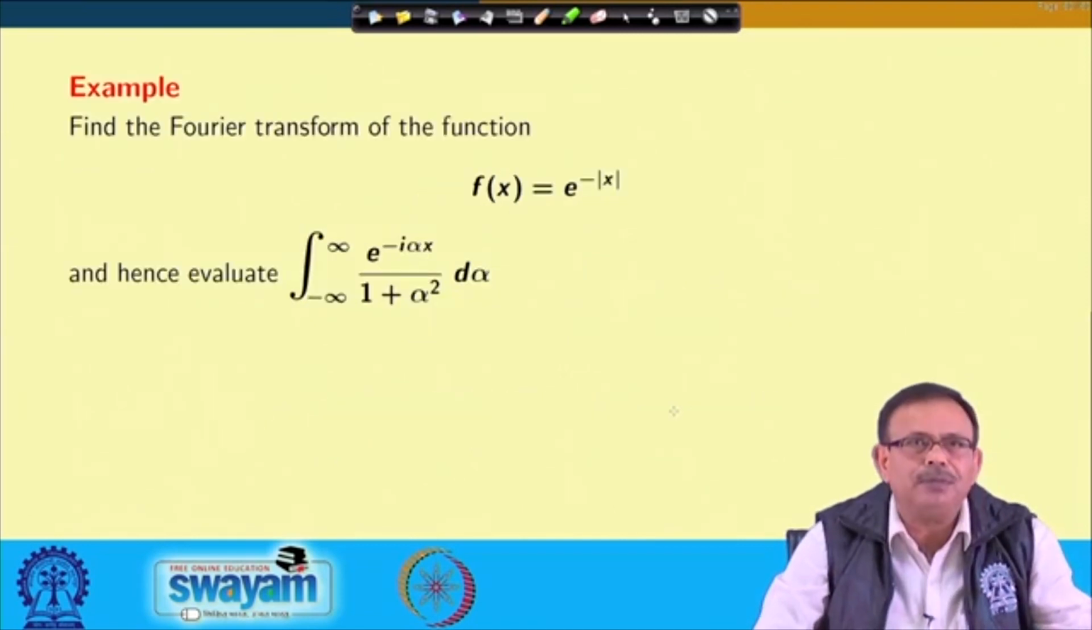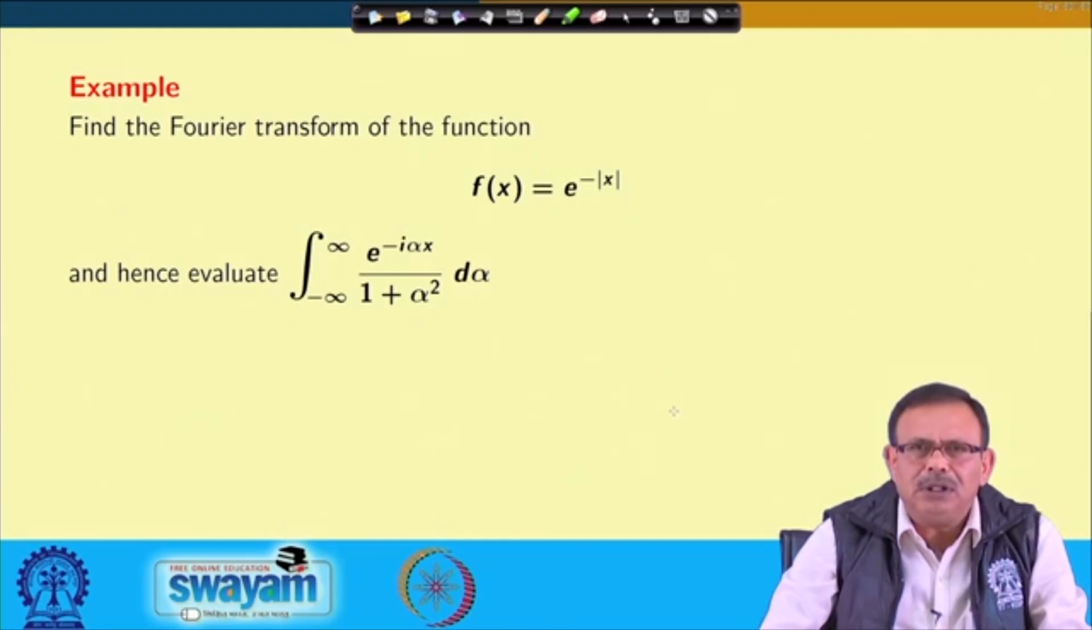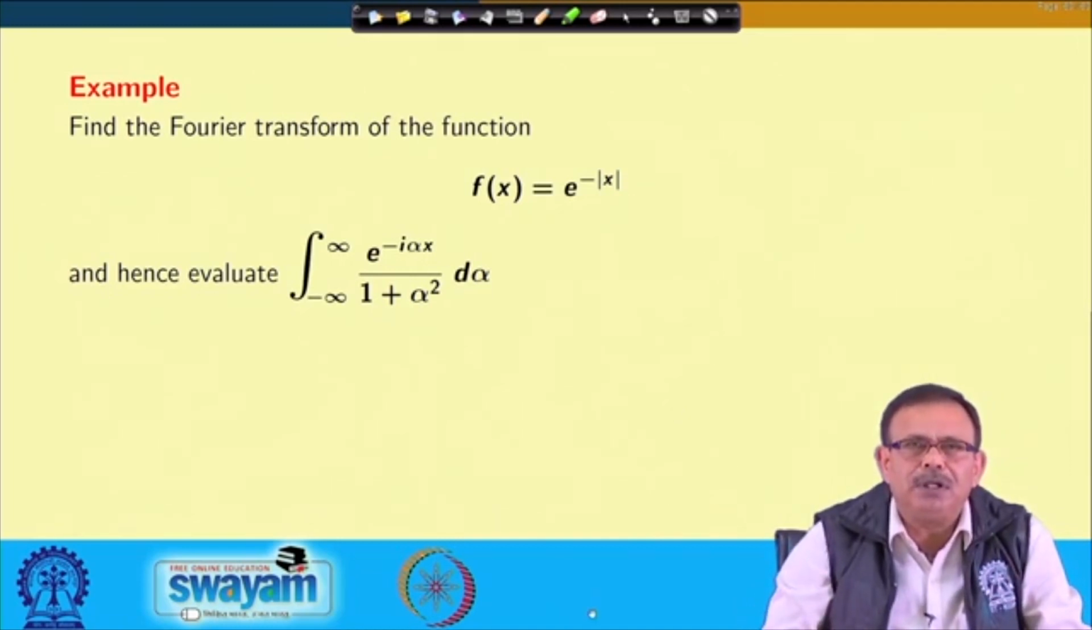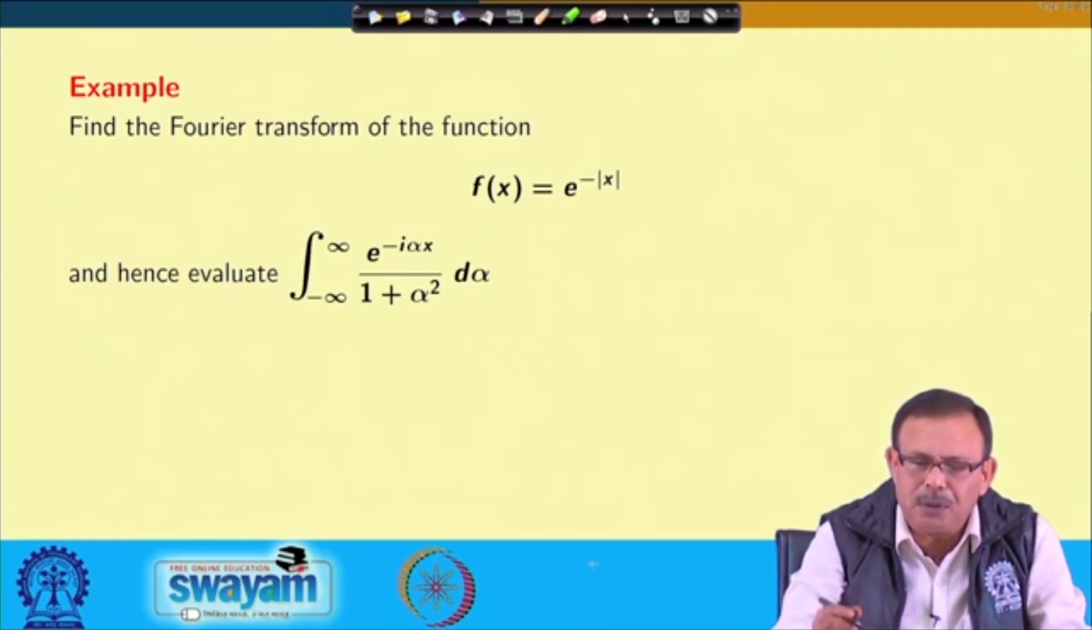Now, let us go to the other part, that is how to find out the Fourier transform of a function. In the earlier lecture we have seen how to find out the Fourier sine transform or Fourier cosine transform of a function. Now, let us come to the Fourier transform of the function f x equals e power minus mod x. Please note this one, e power minus mod x, and then we want to evaluate the value of the integral minus infinity to infinity e power minus I alpha x by 1 plus alpha square into d alpha.